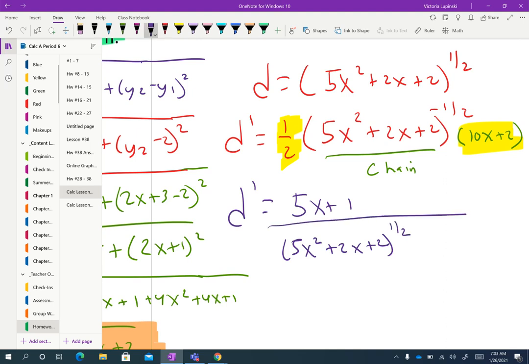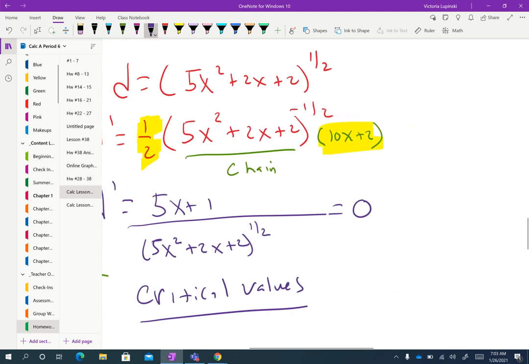So now that I have a numerator and I have a denominator, you're going to have to think back to earlier in chapter 3. When I set this equal to 0, I am going to have to find the critical values. The critical values meaning things that make the numerator 0 or things that make the denominator 0. So I'm going to have to go ahead and set each of those equal to 0 and then solve. So if I set the numerator equal to 0, 5x plus 1 equal to 0, I'm going to go ahead and get x equals negative 1/5.